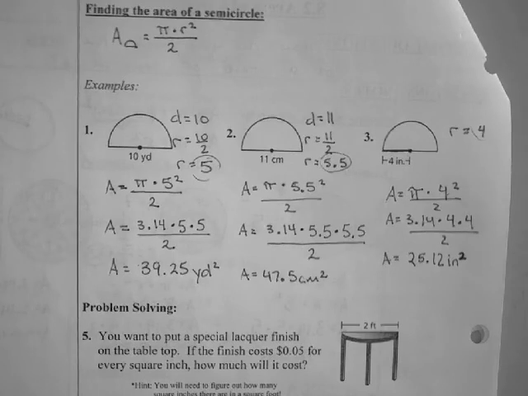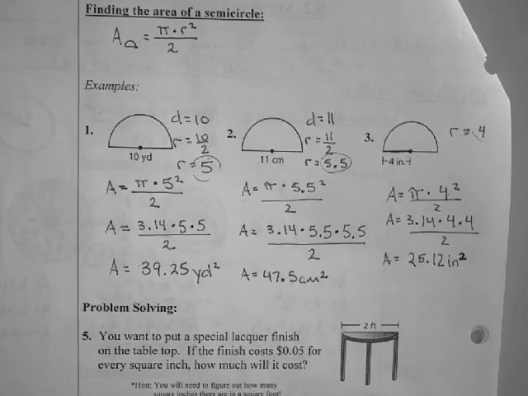So that's it for this lesson. We found the area of both circles, full circles, and semicircles. One's the area of a circle divided by 2.